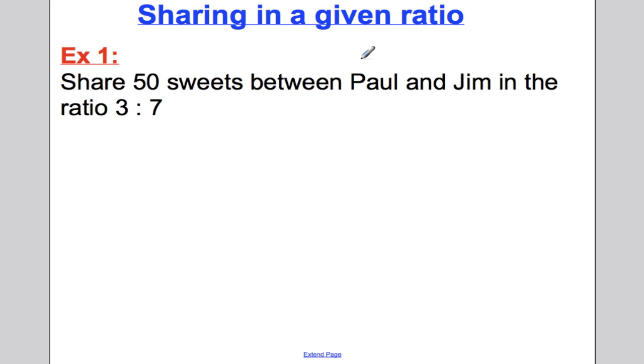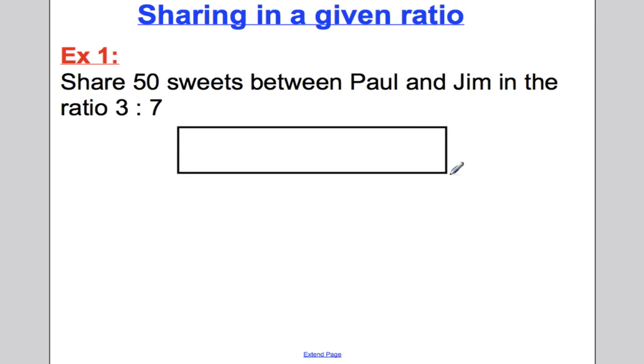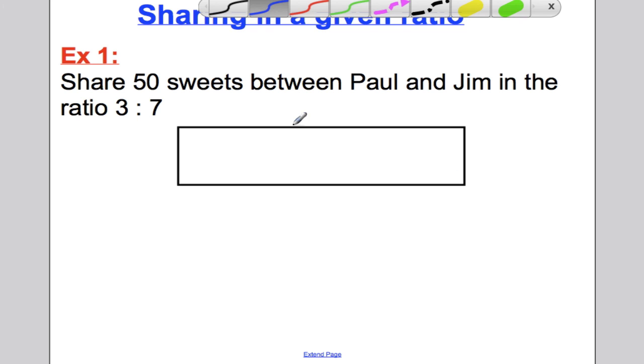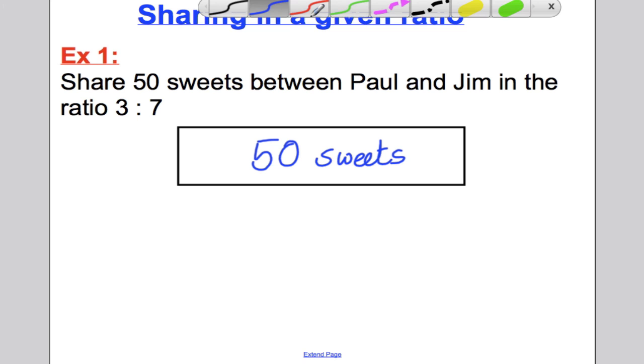Now, I always want you to draw a picture for this. I think it makes it so much easier, rather than learning a rule. 50 sweets. Let's draw a box to represent 50 sweets. Always do this. It makes it so much easier. That box represents 50 sweets. And we want to share these between Paul and Jim in the ratio 3 to 7.